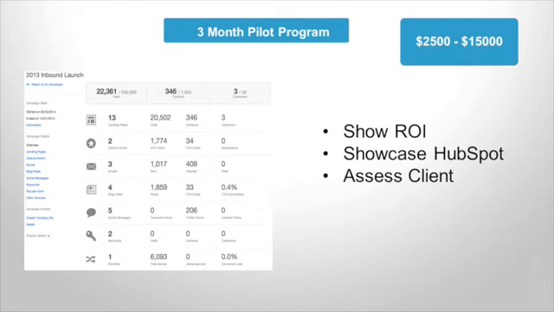Another opportunity that you could do is you could offer them a 3-month campaign program. And I talk more about this in another training session that I have. So you can actually show the return on investment of a campaign. This is a screenshot from one that you can run in your enterprise portal. You can showcase HubSpot without the big commitment of signing up for a 12-month contract. You can also assess the client in that 3-month period.